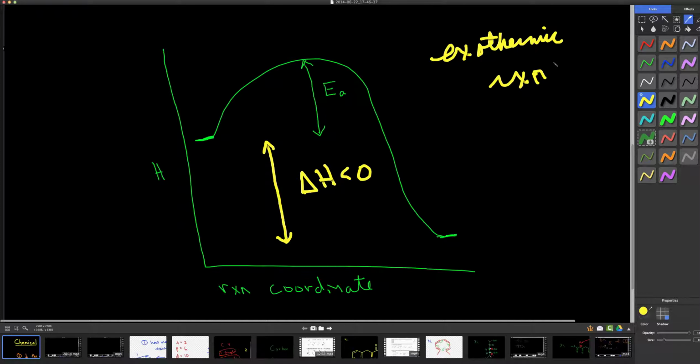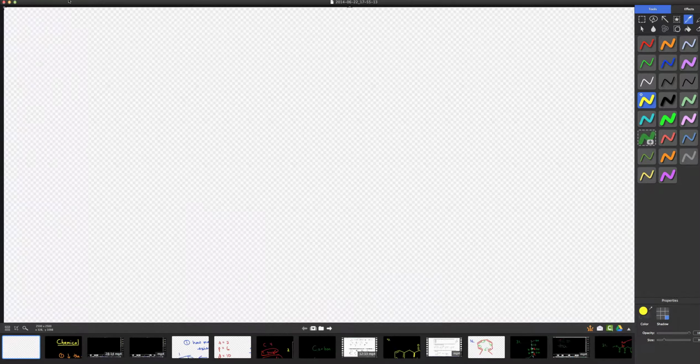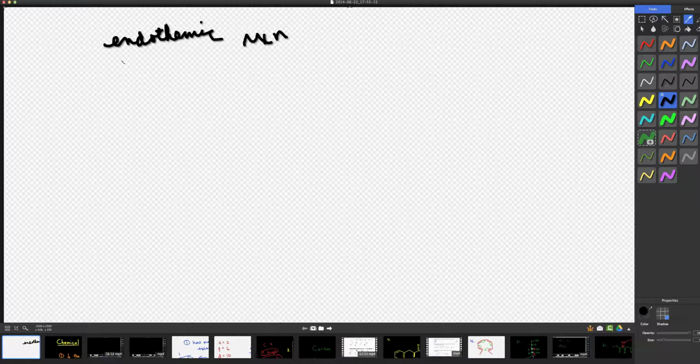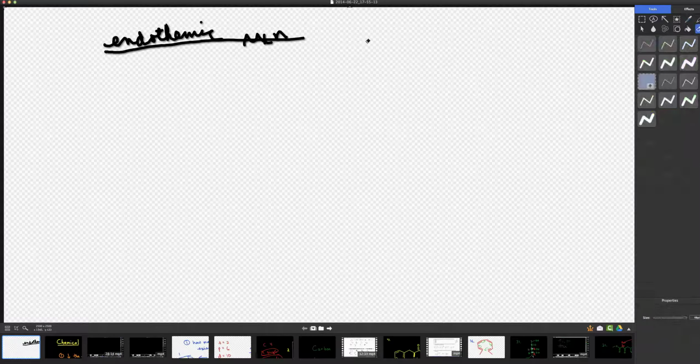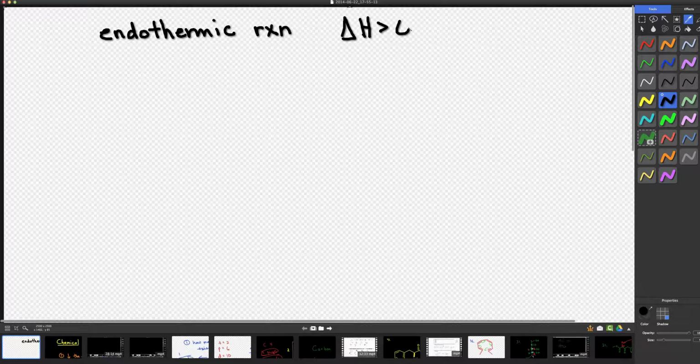Now, if an exothermic reaction is a positive driving force, then a reaction in which the energy is absorbed should be a negative driving force. So let's talk about endothermic reactions. So in an endothermic reaction, that looks really bad. Let me fix that. The delta H will be greater than 0. Energy is absorbed.